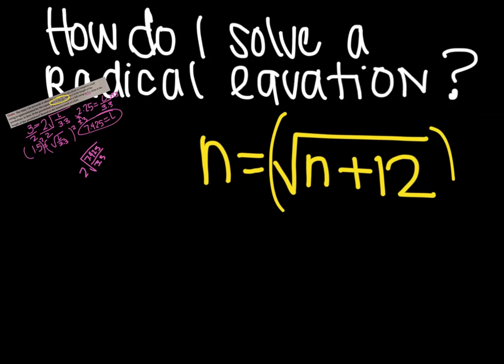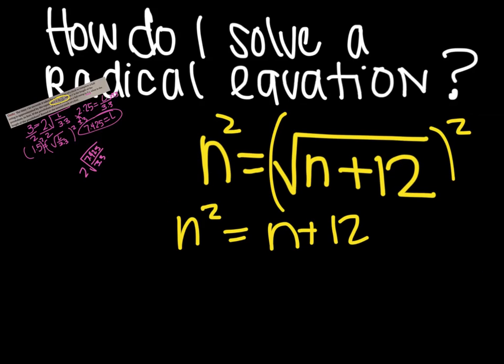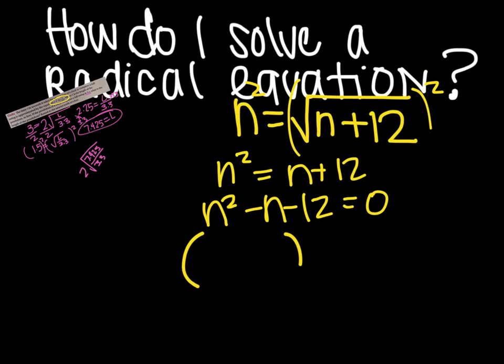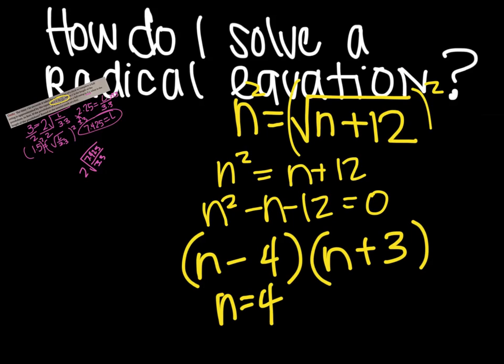To get rid of the square root, you need to square everything. So n squared equals n plus 12. And then we are going to move everything to the same side. So n squared minus n minus 12 equals 0. And that should look very familiar to you. Since it's a quadratic, we need to factor. And what will give me a product of -12 and a sum of -1? Well, that would be -4 and +3. So n would be +4, or n would be -3.